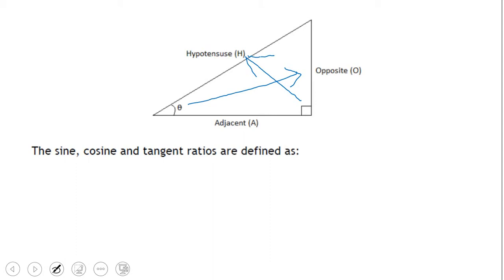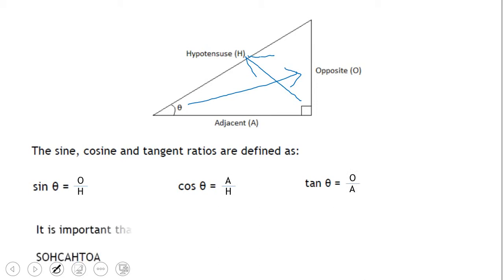Now the sine, cosine and tangent ratios are defined as: sine theta equals O over H, opposite over hypotenuse. Cos theta equals A over H, adjacent over hypotenuse. Tan theta equals O over A, opposite over adjacent. It is important that you remember these ratios, and the way that most people remember is through remembering SOHCAHTOA.